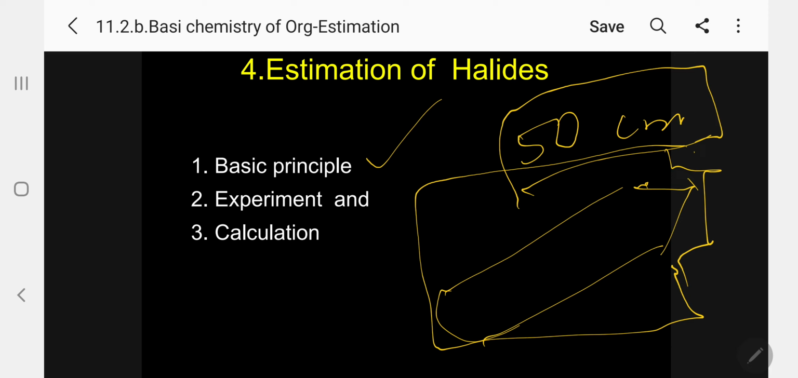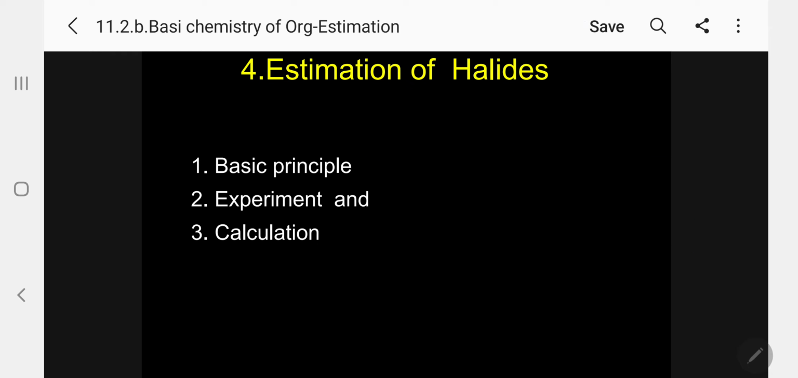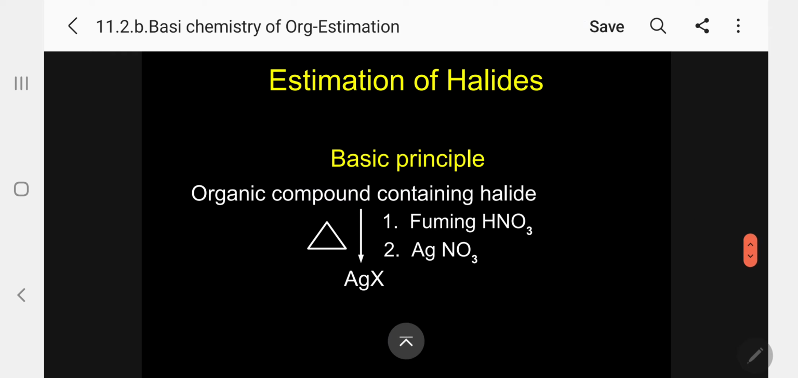The fused end is then opened and the contents are filtered, washed and dried quantitatively. Weigh accurately the weight of compound formed. What is the compound formed? Silver halide will be formed, because we are using silver nitrate. It may be silver chloride, silver bromide, or silver iodide. So the amount formed will be W1 gram. Kindly follow. Let me come to the calculations.